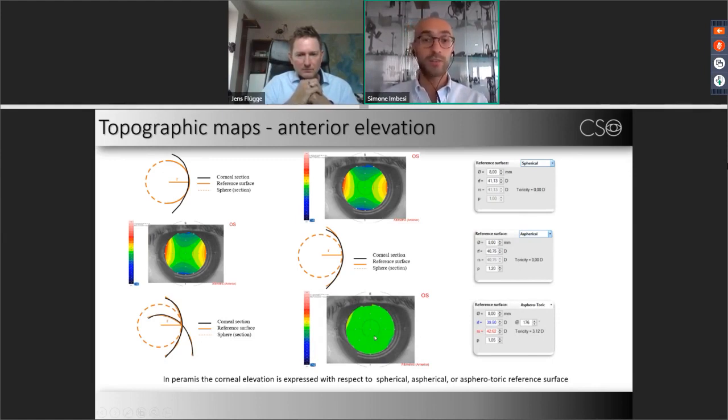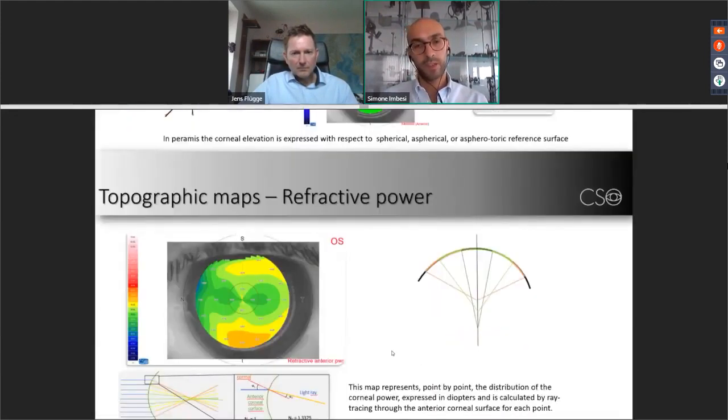So we have two radii of curvature and two aspheric surfaces to use as a reference surface. In this case, since we have a toric reference surface, as you can see, the typical pattern of astigmatism cannot be visible in this case.